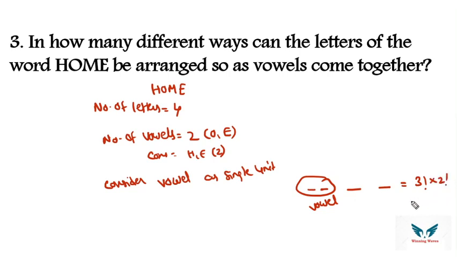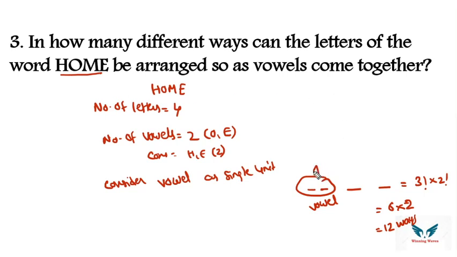So 3 factorial into 2 factorial. 3 factorial is nothing but 6, times 2 factorial is 12. So in how many ways in total? We can say in 12 ways. So in 12 ways we can arrange the word home, in which the vowels always come together.